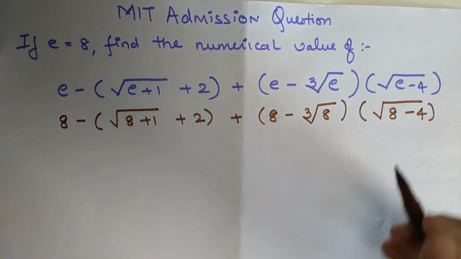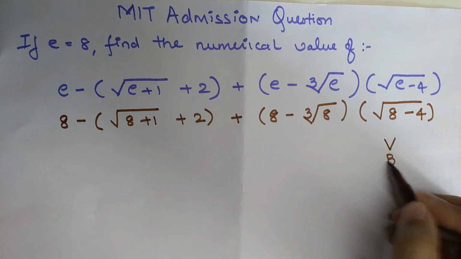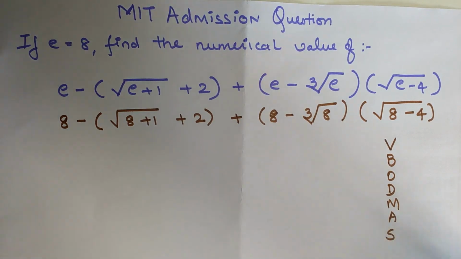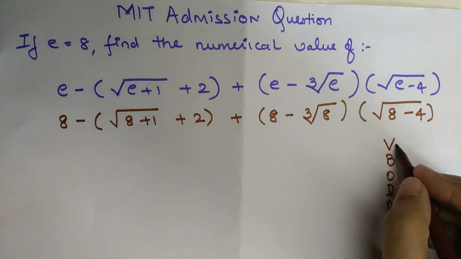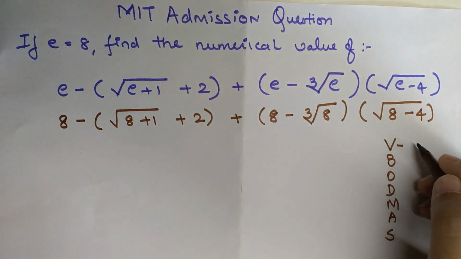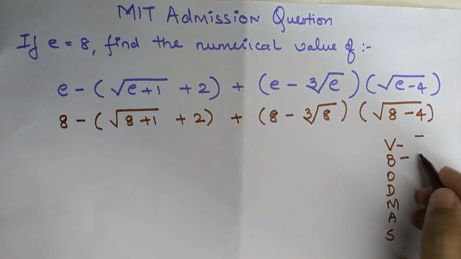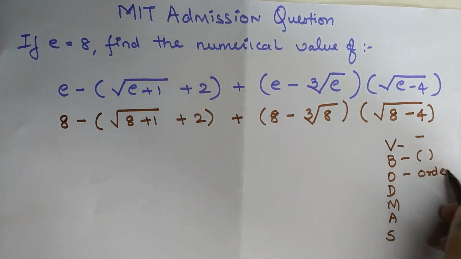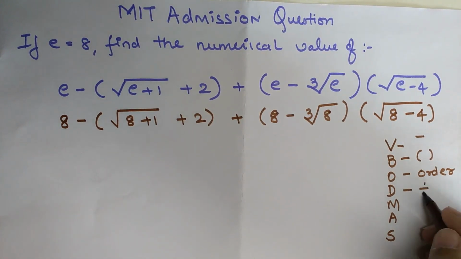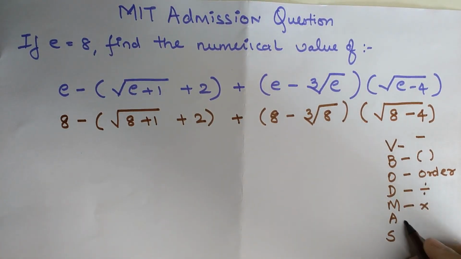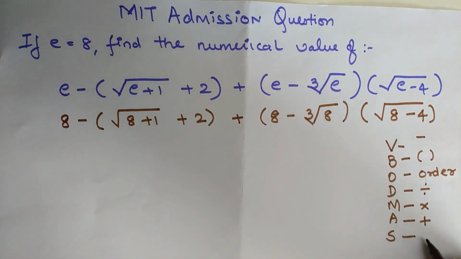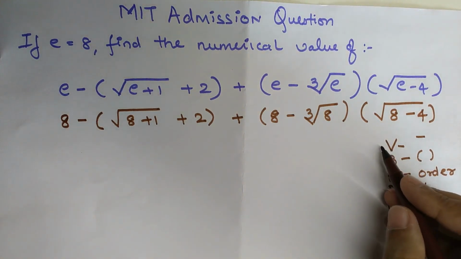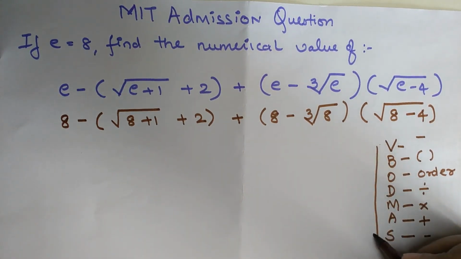You're right, we'll follow the VBODMAS rule. Here, as you know, V stands for vinculum, so here it stands for bar. B stands for any of the brackets. O stands for order. D stands for division. M stands for multiplication. A stands for addition. And S stands for subtraction. So the order in which we'll follow is, we'll start from here and then go downwards.